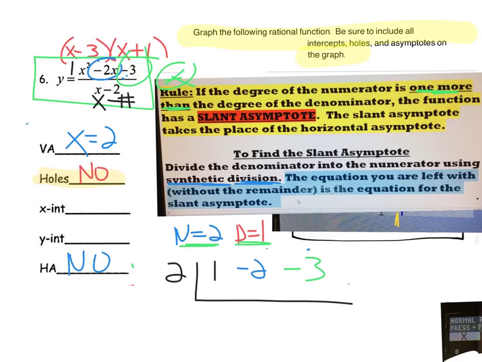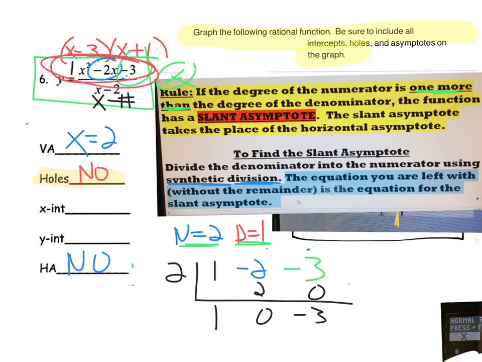So we're going to do some synthetic division, and the equation you are left with is going to be the equation for the slant asymptote. And when we do this, along the bottom of your synthetic division you get 1, 0, 3. So this is going to be the equation of our slant asymptote.